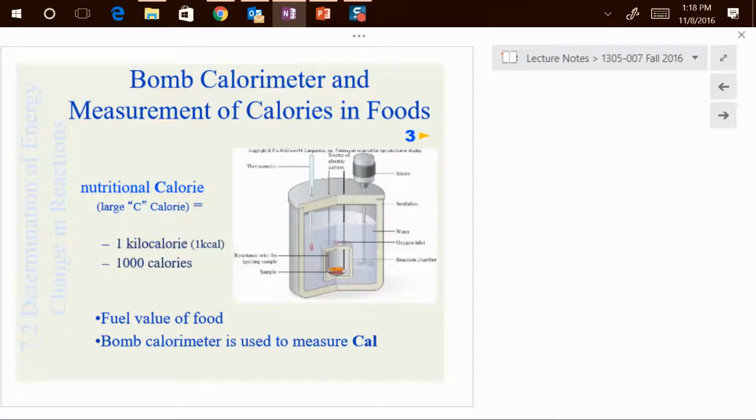So we've talked about this before, right? Yeah? So if it's 250 calories in your candy bar, that's 250,000 calories in your candy bar. Okay? And that's what they mean by that.